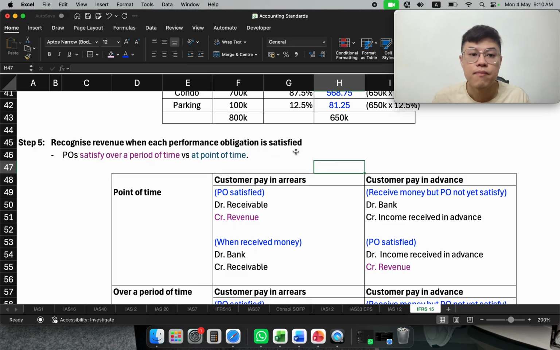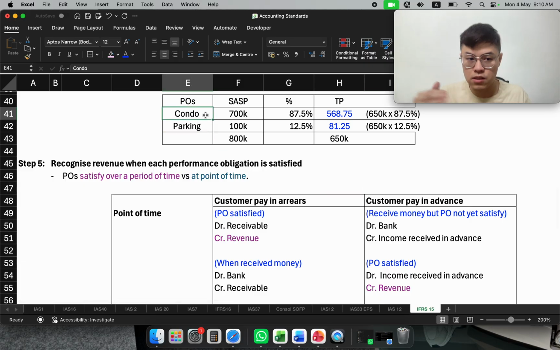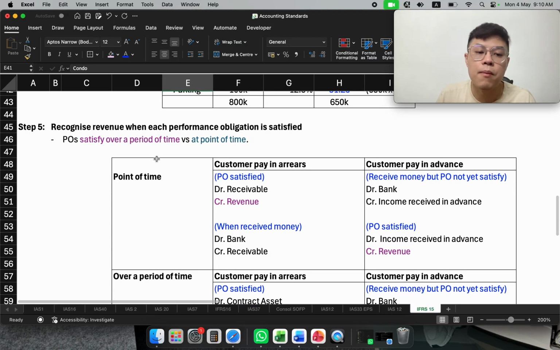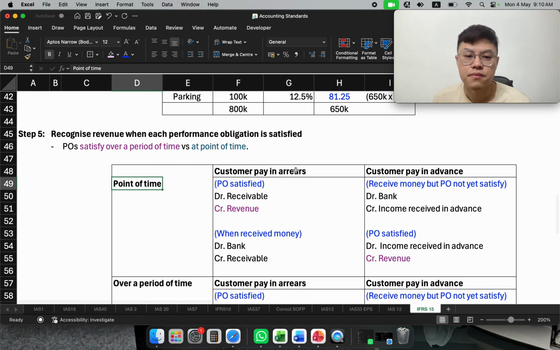Meaning to say, a condominium is confirmed to be satisfied over a period of time. We will need to take a long time to complete the project. If you buy fried rice, that is at a point in time. Meaning to say, you order the fried rice, you get the fried rice at a point in time. So these will be the two differences. So let's talk about the simplest one, point in time.